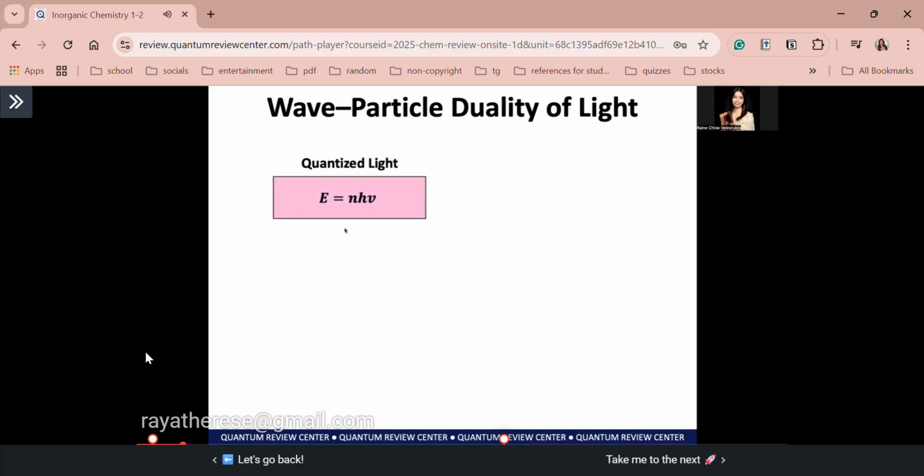This is represented by the equation E is equal to nh nu, where E is equal to the energy of the photon, h is equal to the Planck's constant, and nu is the frequency. Okay, recall guys, what is the value for the Planck's constant? Check your manual. Yes, it's h is equal to 6.626 times 10 to the negative 34 joules per second. Memorize that, including the units.